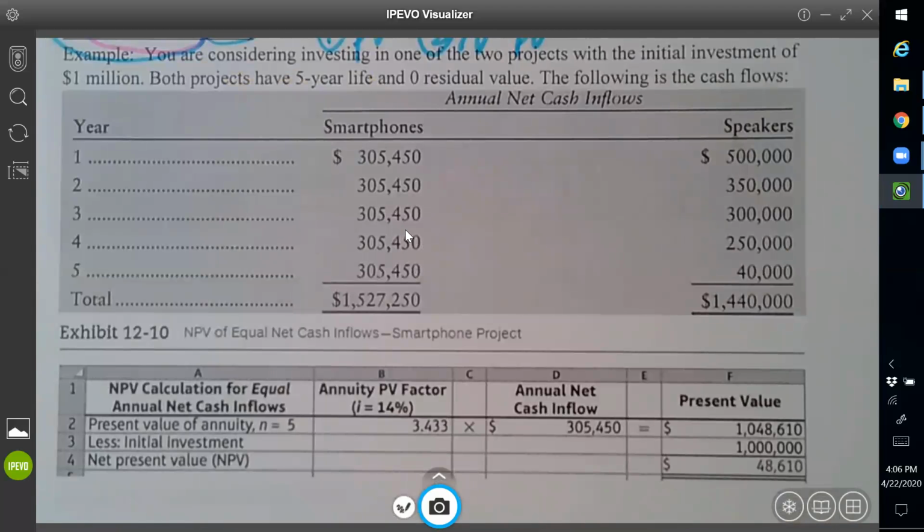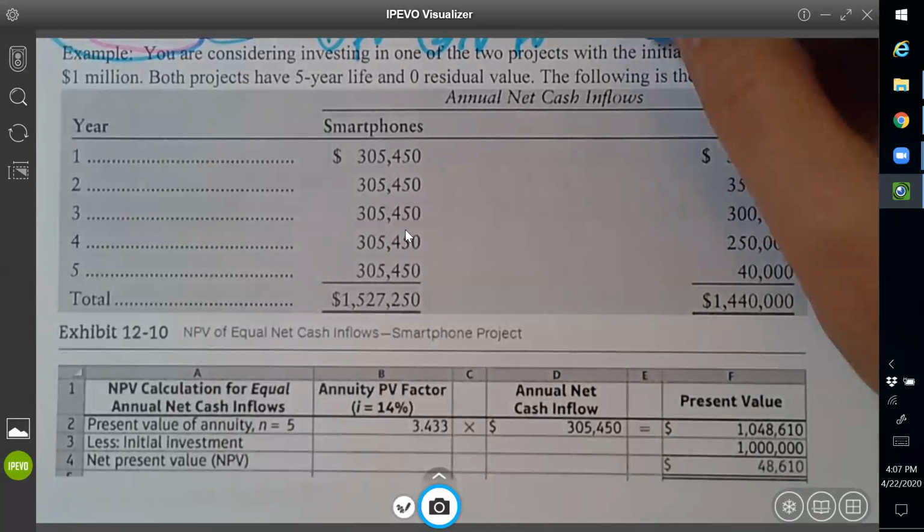First one, you are considering investing in one of two projects, right? Our learning objective is that we are so rich, we have so many projects, and you want to use this method to figure out which project is the best. So you have two projects, one is a smartphone, one is a speaker. For both projects, you have to invest $1 million.